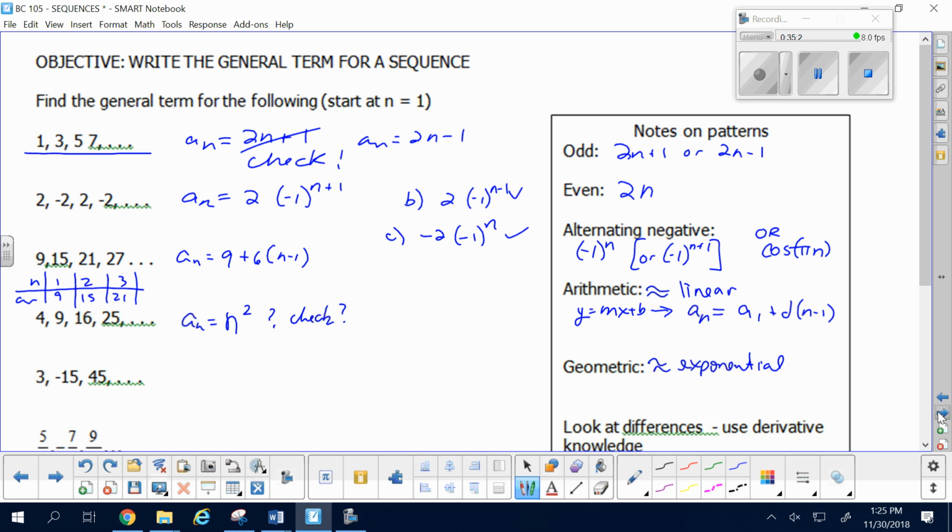They look like squares. Is it a sub n equals n squared? Does not work. So, what's the rule? N plus 1 squared. Does that work?